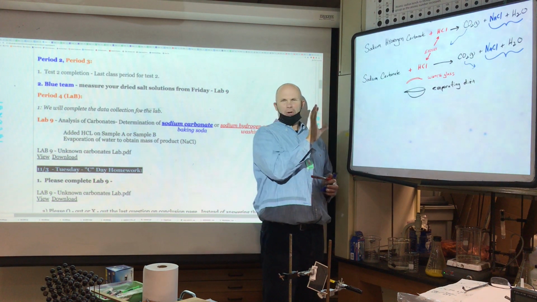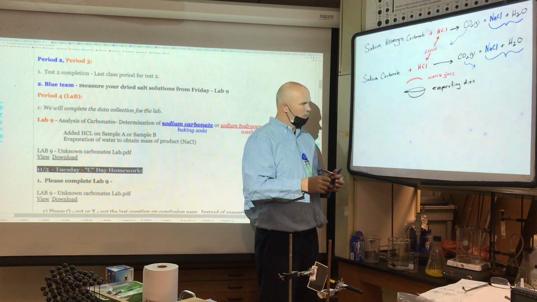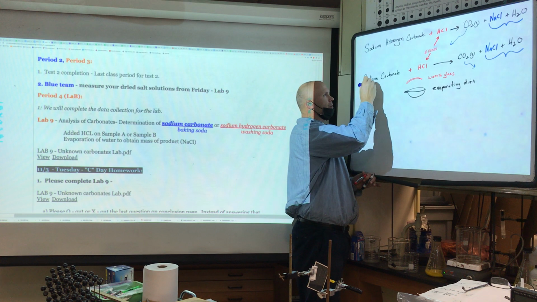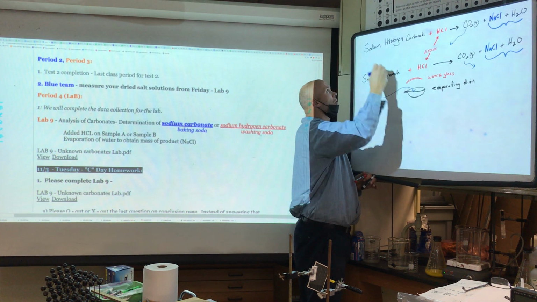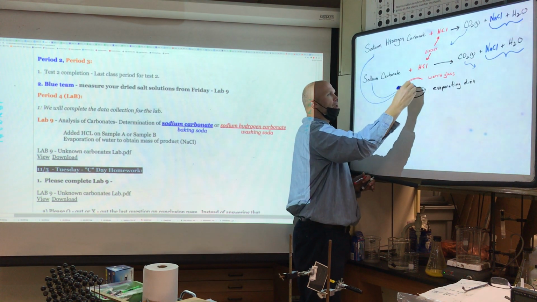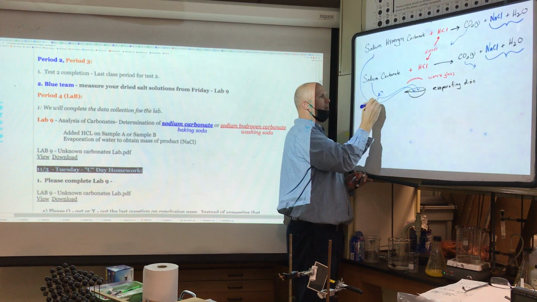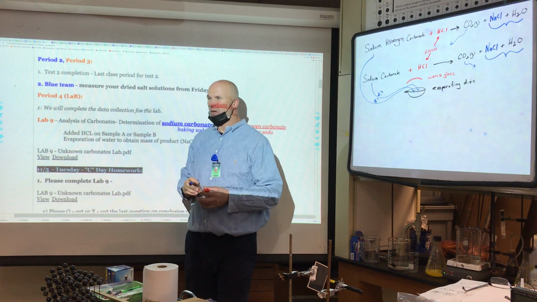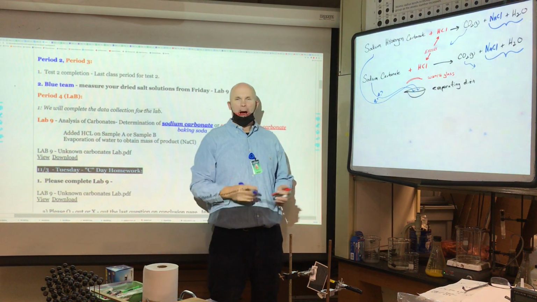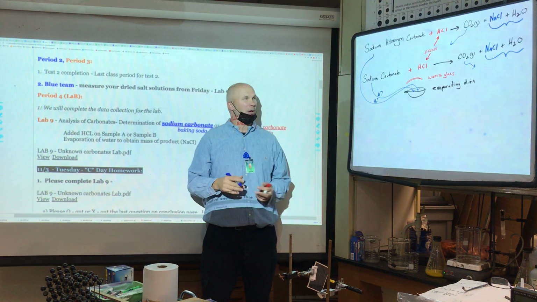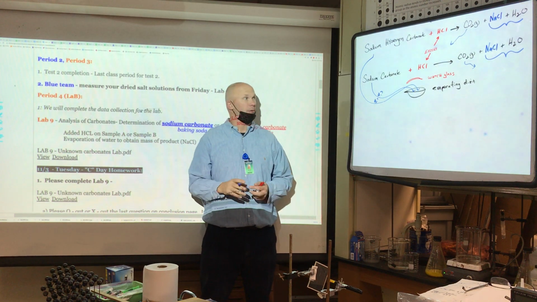Now, after you've measured your empty container, you're going to add either sodium carbonate or sodium hydrogen carbonate. You don't know which one. It's either A or B. So you're going to write down in your data section, do I have A or B? I'm going to give it to you. You'll choose, I want sample A or B. It's one of the two.